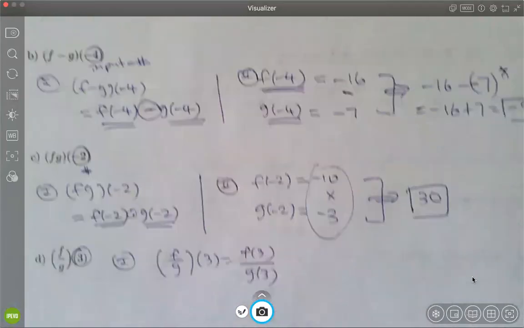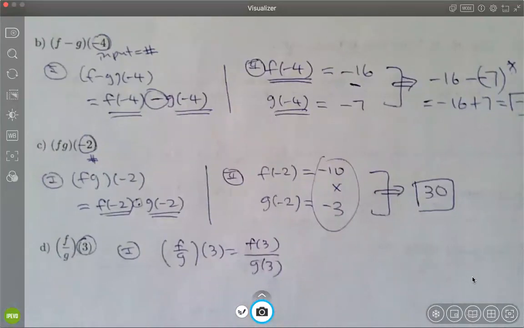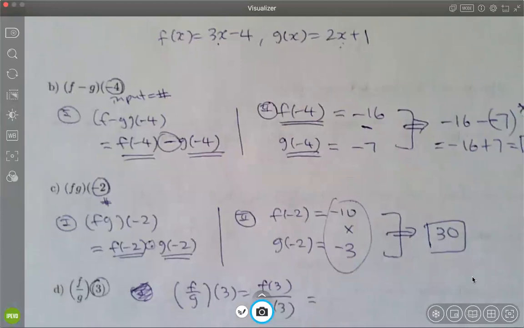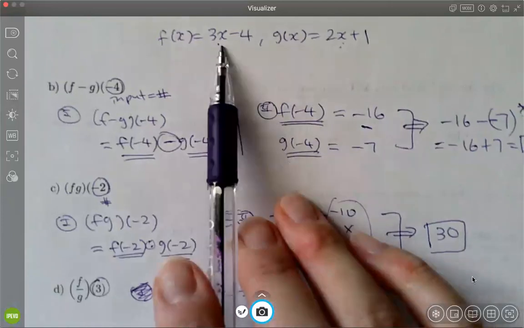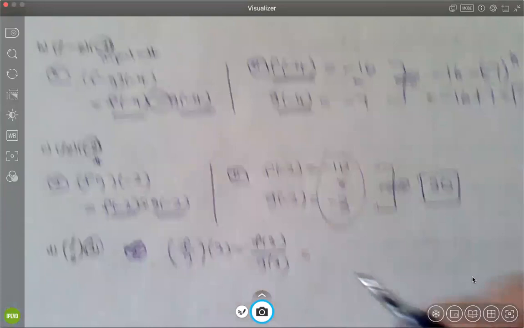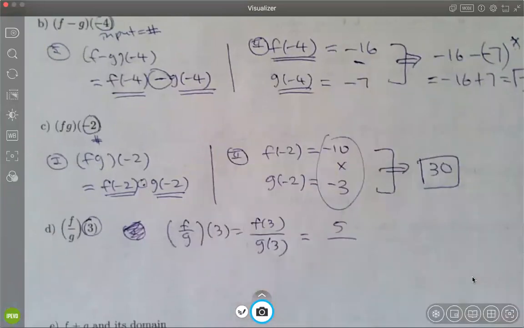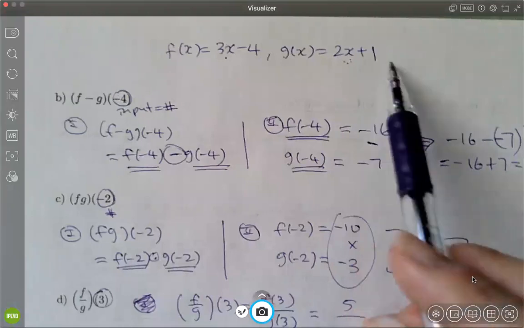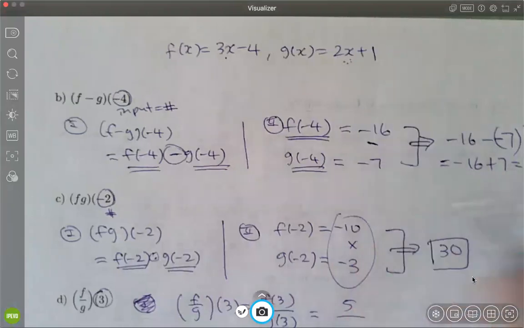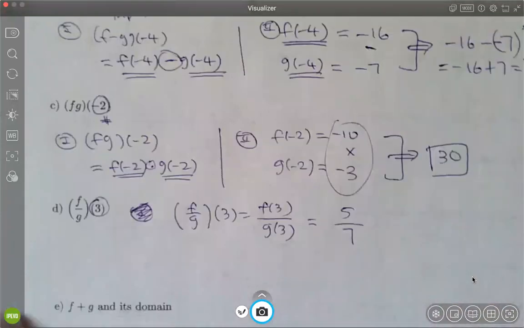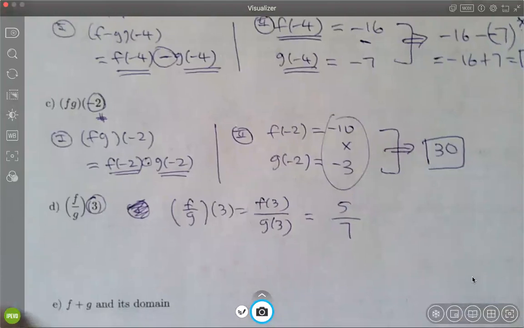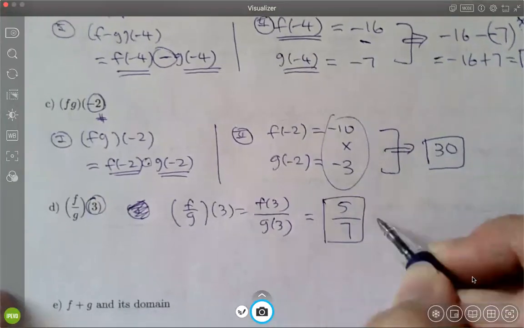Okay, by definition. Now, what does that mean? F of 3, so we have to plug in 3 into F. What is that? 9 minus 4. So that's 5, right? And then G of 3. That is 6 plus 1, so that's 7, right? Now that is the answer, which is pretty simple.